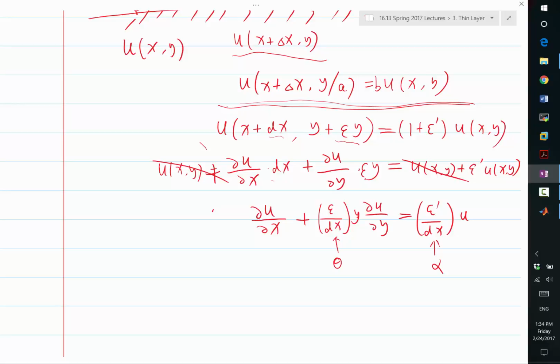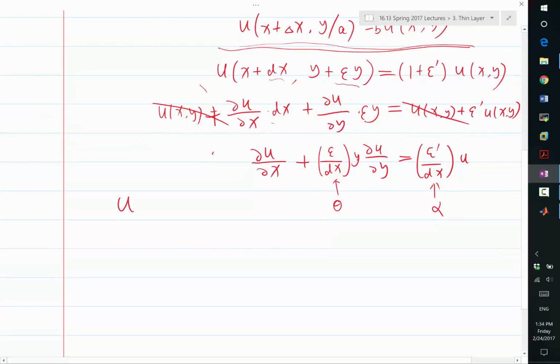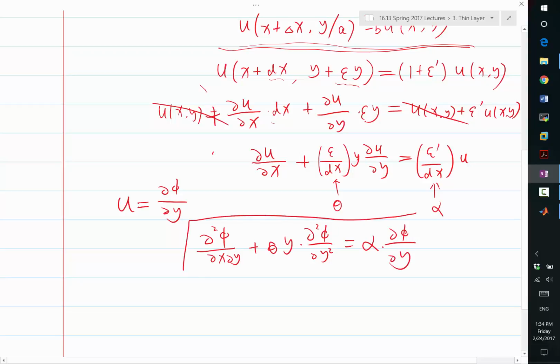Okay, cool. Now we have the differential relationship. So that means, and remember, u is partial phi partial y, right? So this means for the solution to be self-similar, what we need is partial square phi partial x partial y plus a theta times y times partial square phi partial y square is going to be equal to alpha times partial phi partial y. So this is what it means for the velocity profile to be self-similar.